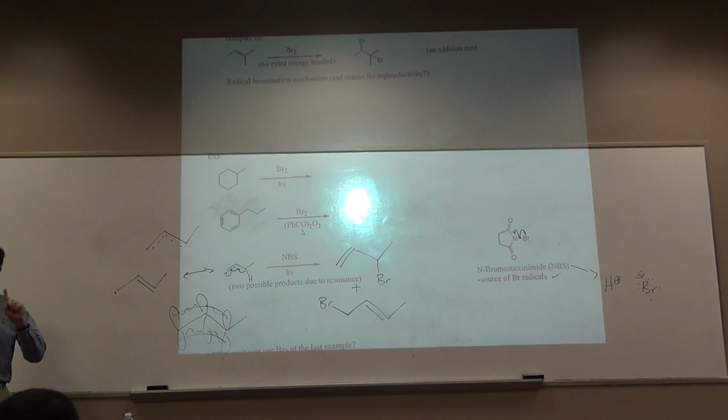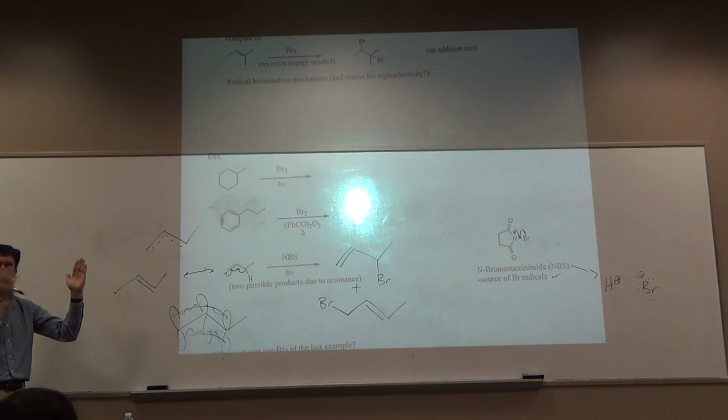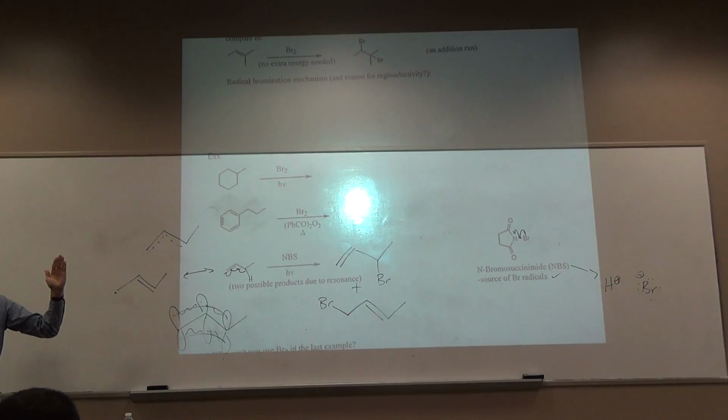This is analogous to our diene chemistry when we do a HBr. We can do a 1,2 addition where the bromine adds to the cation, but then we can invoke the resonance and end up with the bromine adding over here.